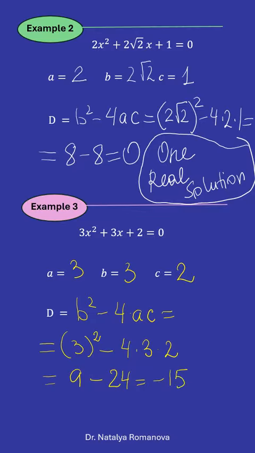Negative 15 is a negative value, less than 0. So now the discriminant is less than 0, it is the third case. The quadratic equation has no real solution or two complex solutions. So no real solutions.